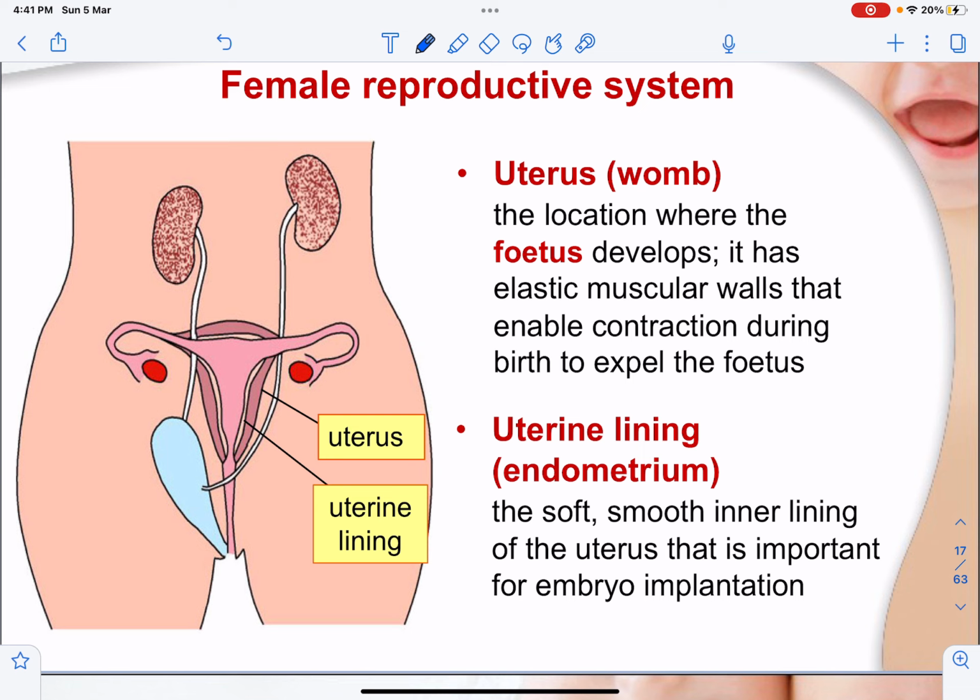Whereas the uterus lining is a smooth and soft inner lining of the uterus, and this is important for embryo implantation. So embryo implantation is usually the early few stages of reproduction already after fusion of your sperm and your ovum.